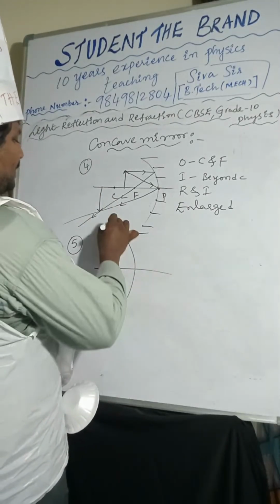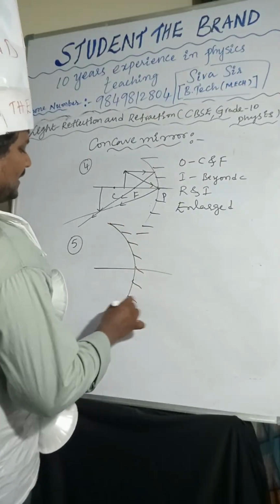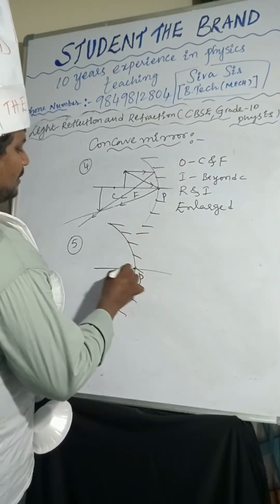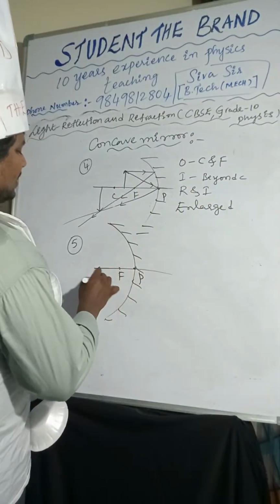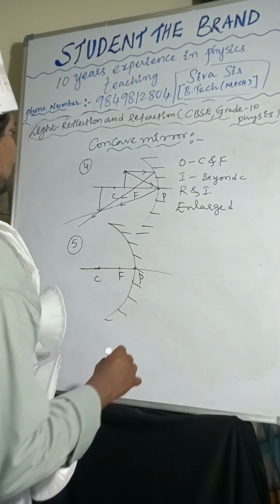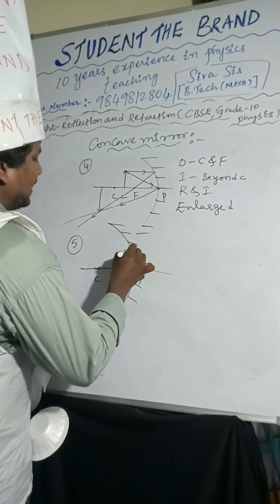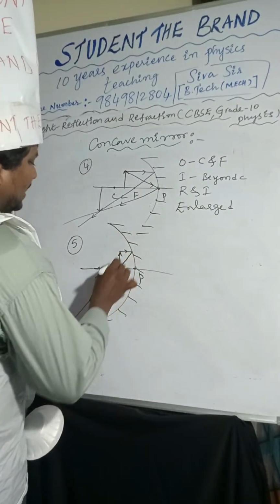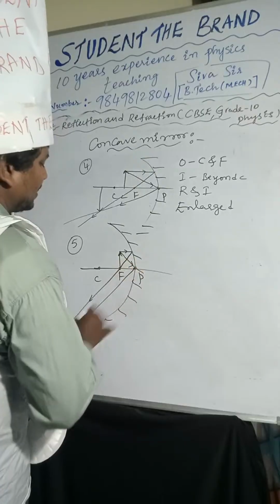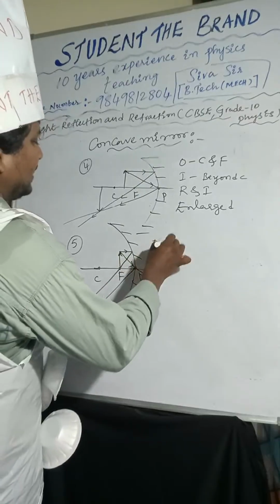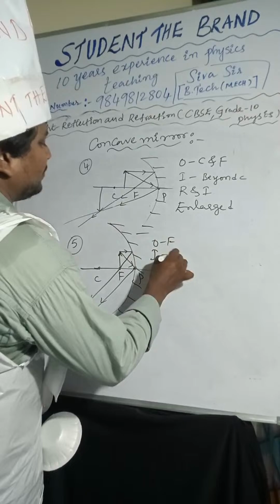Fifth one, I am taking like this. So this is the pole, focus and center of curvature. Object is placed at F. One light I am taking like this, it passes through focus. Another light pointing at the pole, it reflects back. So object at F, image will form at infinity.